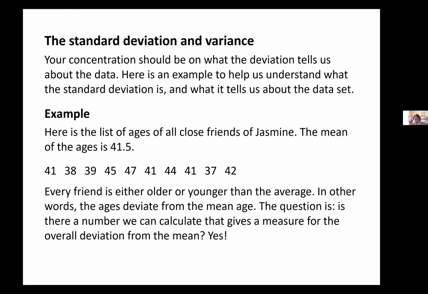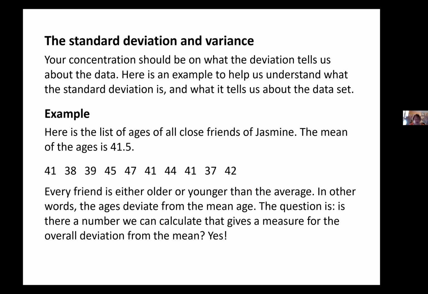The mean is 41.5 years old. Every friend that Jasmine has is either older or younger than the average. In other words, the ages deviate from that mean age. The question is, is there a number we can calculate that gives us a measure for the overall deviation from the mean? And the answer is yes, it's the standard deviation.